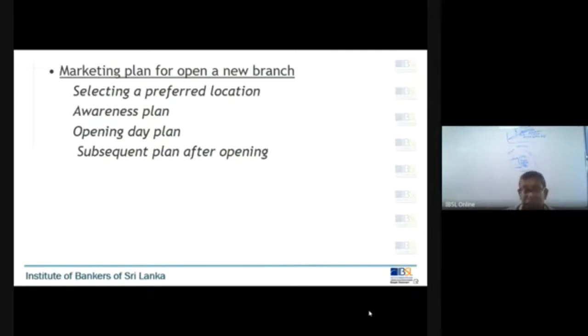Now say your branch is going to open on January 1st, 2022. You need to start your awareness campaign somewhere in December, otherwise there is no time. Now, what are you going to do on the opening day plan? You may have a press advertisement. Some banks are putting the branch photo, the branch manager and the staff. You noted, so these are the new way, new thinking, and these have a manager, his contact number and all.